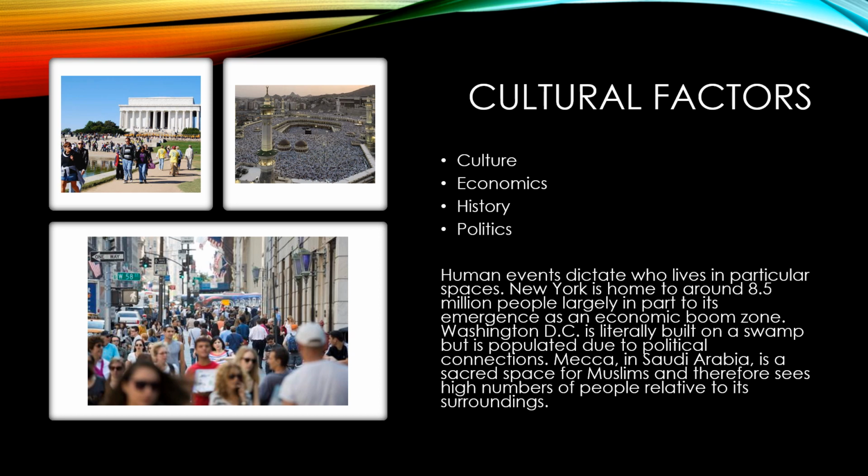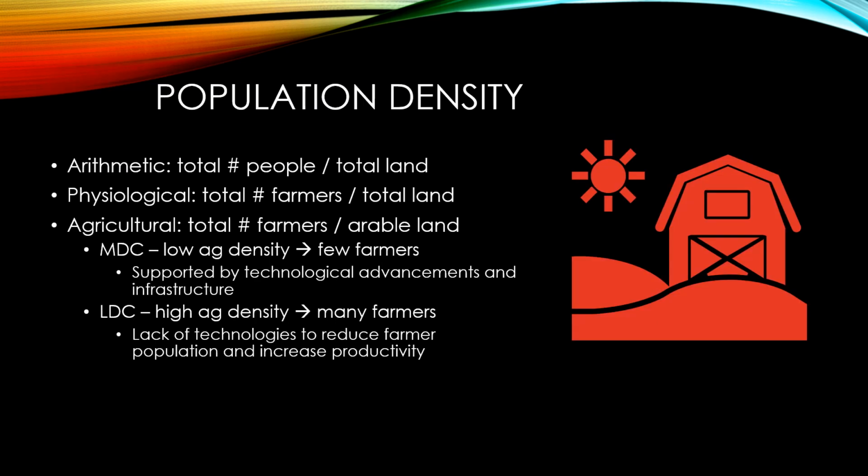So again, where and why is population where it is? We can look at physical factors, we can look at cultural factors. So then we measure population density. And when we do this, there are three different ways we can do it. First, arithmetic, where we take the total number of people and divide it by the total amount of land. That's really what we mostly mean when we talk about density. But when we look at physiological, now we're looking at density based on how many farmers we have. So it's the total number of farmers divided by the total amount of land.